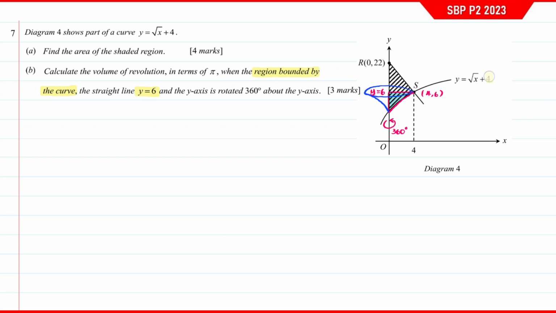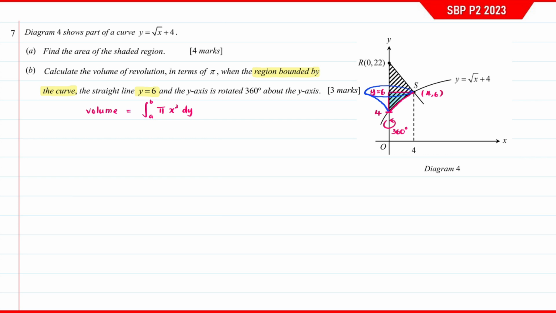Based on the equation of the curve given, the y-intercept is going to be 4. It means this part here is equal to 4. So now we already have the upper limit and the lower limit, which are 6 and 4. As this region is rotated 360 degrees about the y-axis, we can find the volume by integrating pi x squared.